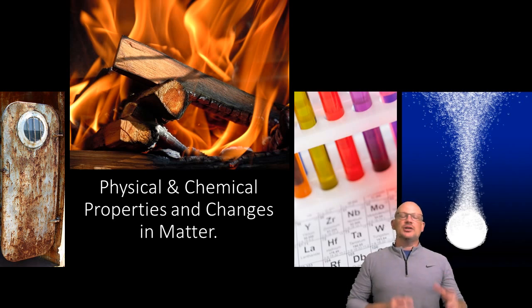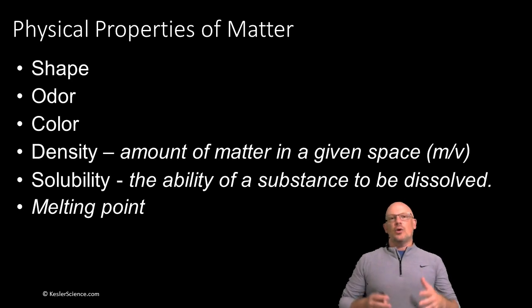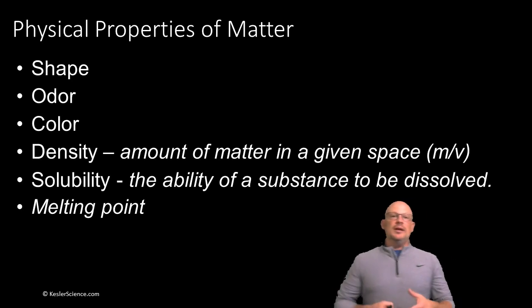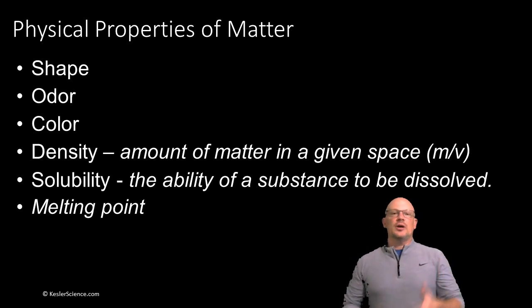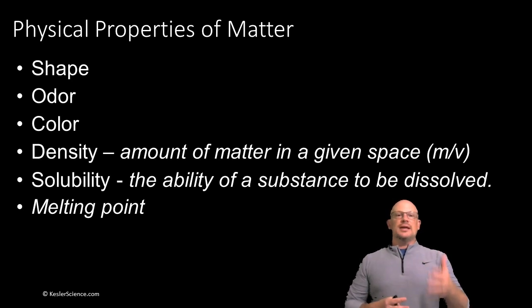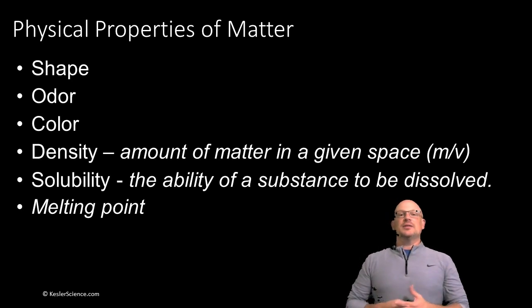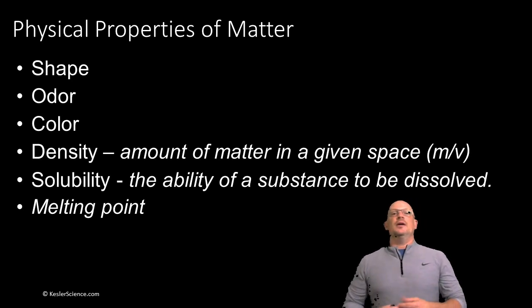Physical properties are things like shape, odor, color, density, solubility, and melting point. Each of these gives us some specific details about that piece of matter so we can identify it as being what it is. Some of these, like shape, odor, and color, you already understand; it doesn't take a lot of explanation. But for some of these other words, like density, we've looked at how density is the amount of matter there is in a given space. So we know, for example, that the density of iron is a very specific number, and as a result, if we find something with that density, we can identify it as being iron.